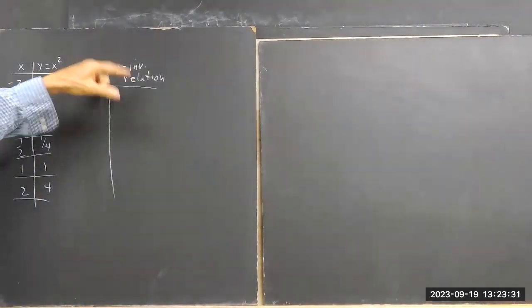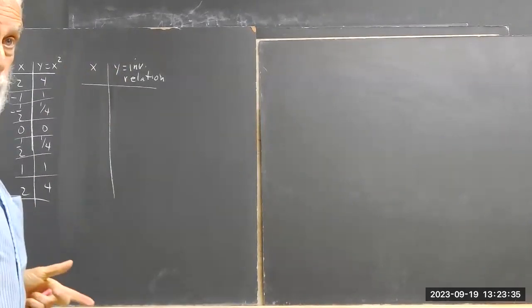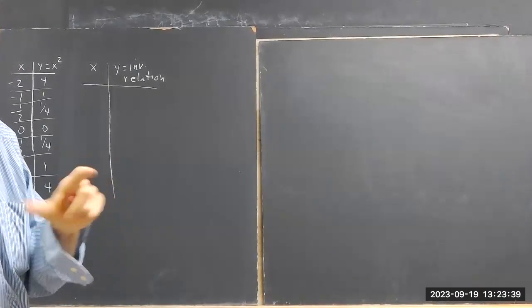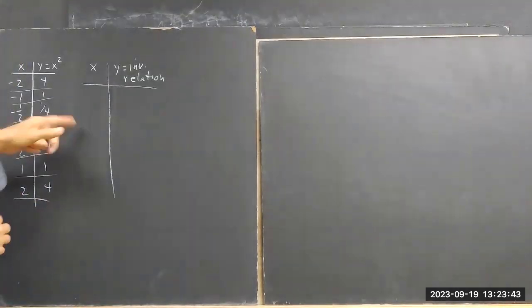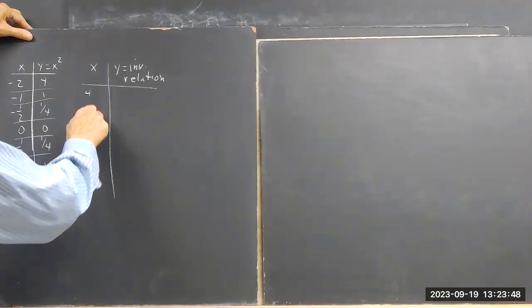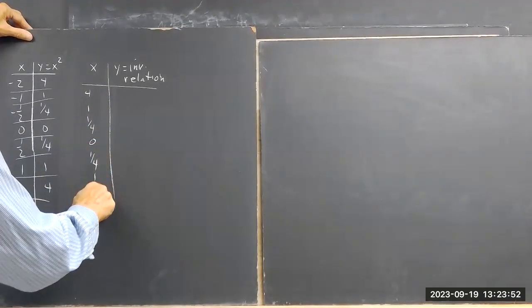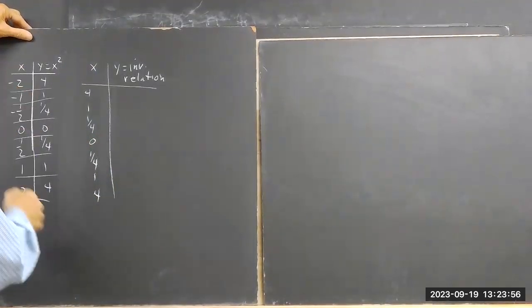Okay, I'm going to call this the inverse relation. And all I do to get the inverse relation, it's not an inverse function. It's not going to be a function. We're going to make it into a function, and that's easy. The inverse relation here, you put the y column under x, and you put the x column under y.